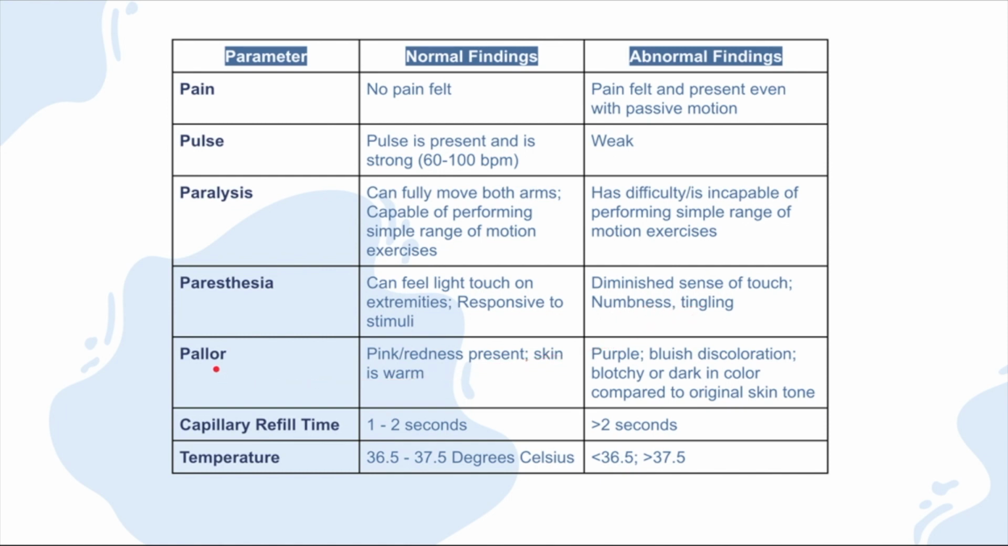Normal findings for pallor is pink or redness present and skin is warm. Abnormal findings would be purplish, bluish discoloration, blotchy or dark in color compared to original skin tone. Normal findings for capillary refill time is 1 to 2 seconds, and abnormal findings is more than 2 seconds. Normal temperature in adults is 36.5 to 37.5 degrees Celsius, so abnormal findings would be less than 36.5 degrees Celsius or more than 37.5 degrees Celsius.